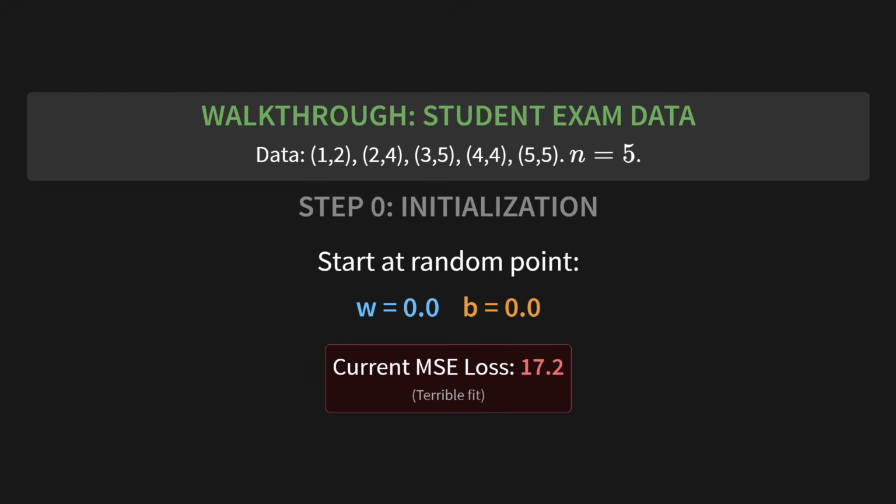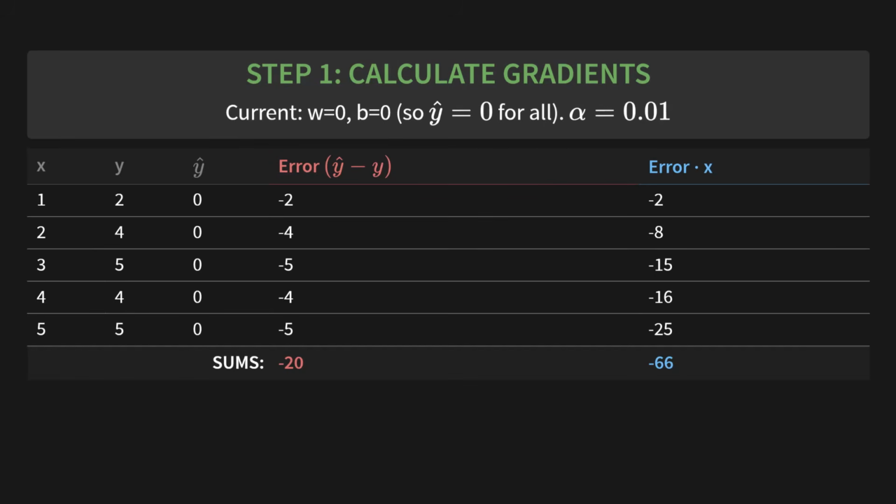Okay, let's take our first step. Step 1, calculate the gradients. Our current model is W equals 0, B equals 0, so our prediction, y hat, is always 0. And let's set our learning rate, our alpha, to a small number like 0.01. Now look at this table. For the first row, x is 1, the true y is 2. Our model predicts 0. The error, y hat minus y, is negative 2. And the error times x is also negative 2. We just do this for every single data point.